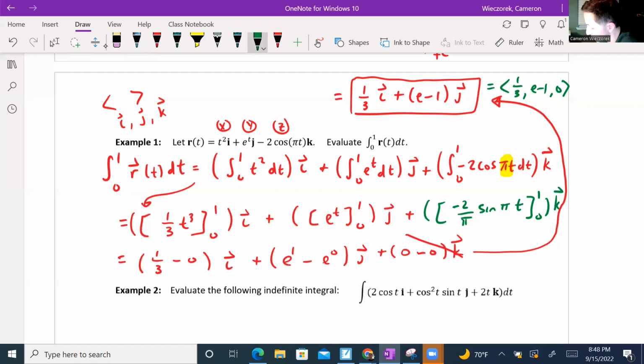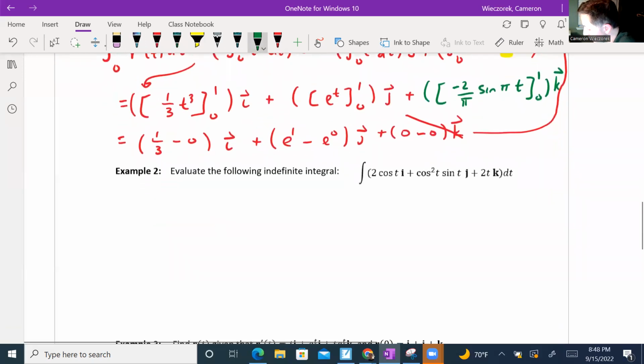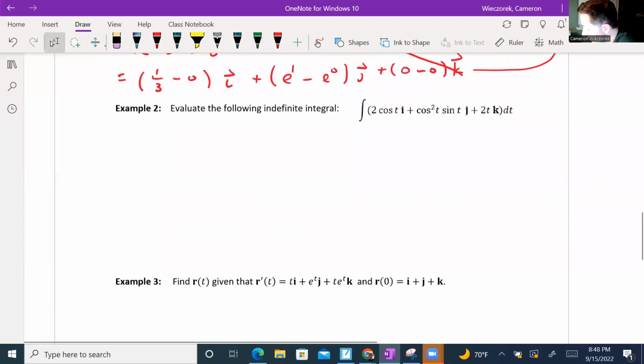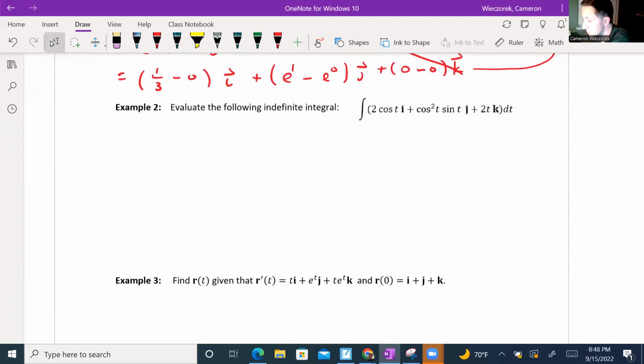Okay, so that takes care of the first one. Let's do an antiderivative. Let's do one that doesn't have bounds. So we've got an indefinite integral this time. I think notationally for this one, just to make things a little simpler, I'm going to label these 1, 2, and 3 and just do them separately. But what we're going to do is take the integral of the function next to i, the integral of the function next to j, and the integral of the function next to k, and we're going to express them as a vector.